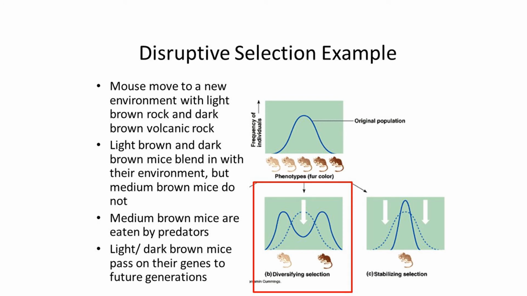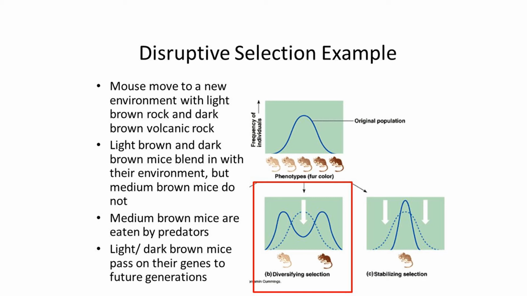Let us take the example of mouse. As you can see in the image, we are showing an original population curve where you have mainly two kinds of mice. At one extreme you can see very light brown, and at the other extreme you can see the dark colored mouse. Now the mouse is going to move to a new environment with light brown rock and dark brown volcanic rock.